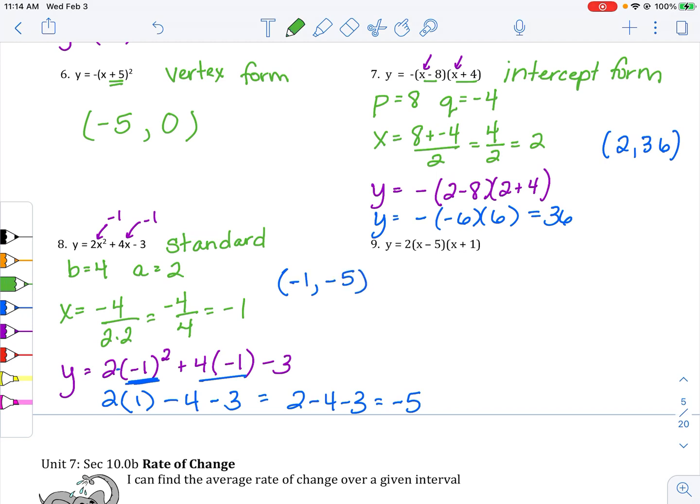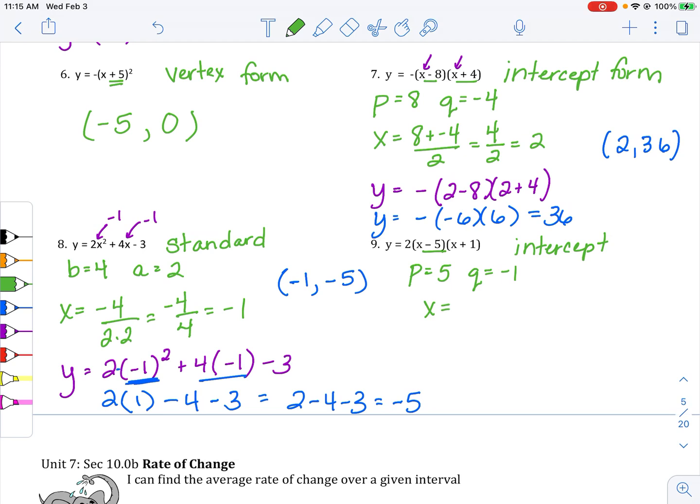All right, last example. Y equals 2 quantity x minus 5 times x plus 1. I have 2 parentheses, neither one is squared, so this one is intercept form. So I have to use that formula, x equals p plus q divided by 2. P is the opposite of what I see in the parenthesis. The opposite of negative 5 is 5. Q is the opposite of what I see in the parenthesis, so the opposite of plus 1 is negative 1.